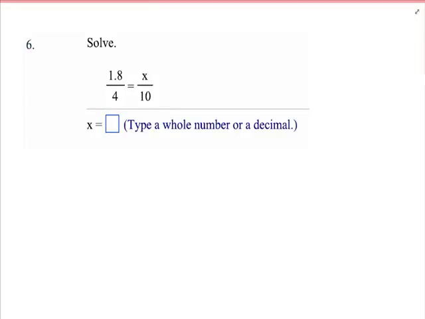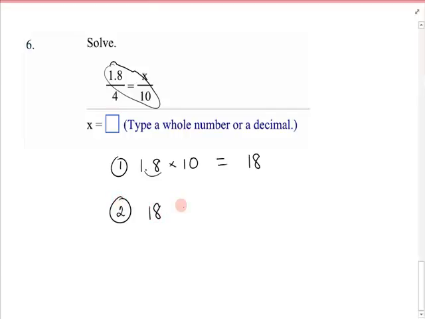Number 6. The cross product is these two numbers. So step number 1 is going to be 1.8 times 10, but we know that when we multiply by a 10, it just moves the decimal one place, so I get 18. Step number 2 is to take 18 and divide it by 4.